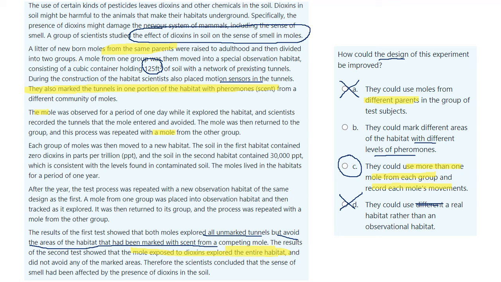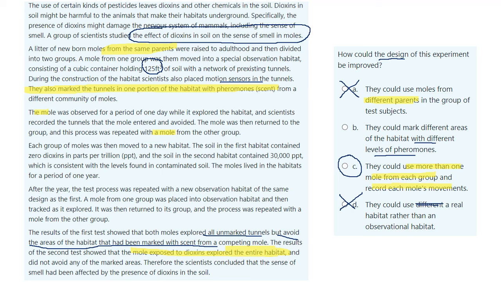Looking at different levels of pheromones might be useful, but because they're only doing one mole, because they're not repeating the experiment, adding in an extra variable, which would be the different level of the pheromone, would make it even more difficult to say that the results were genuine and not the result of chance. So the best way to improve this experiment would be to use more than one mole.